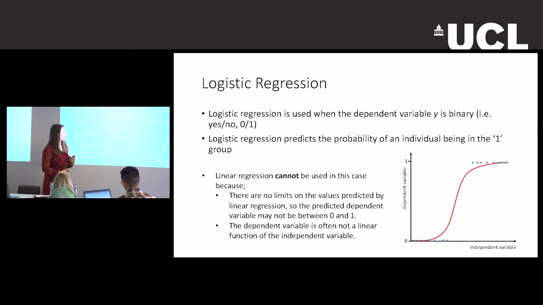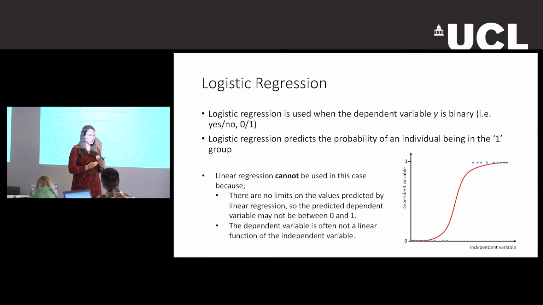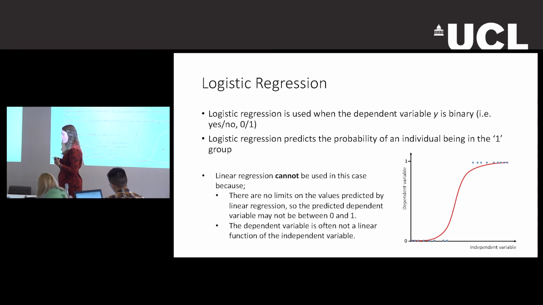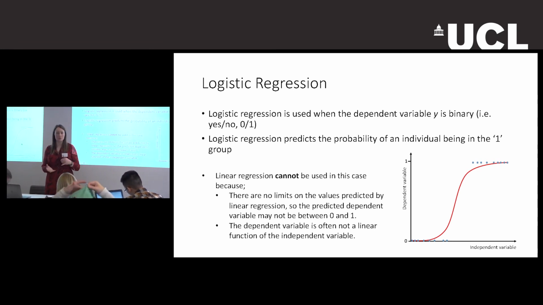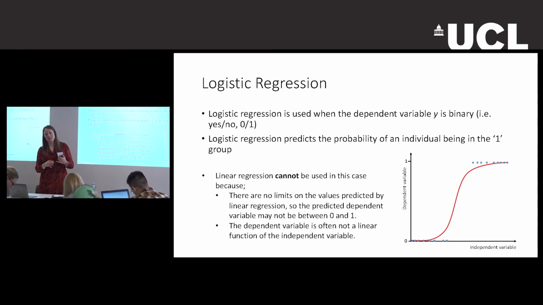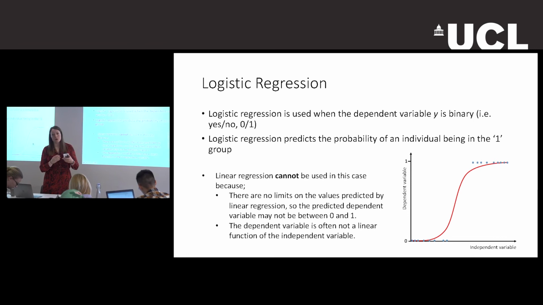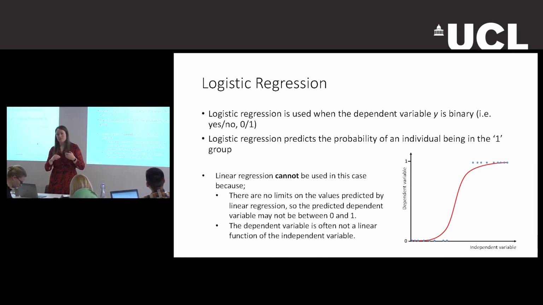I said I was going to touch on logistic regression. If your dependent variable is binary, so a yes-no, case control, 0 or 1, then linear regression is no longer appropriate. Logistic regression predicts the probability of an individual being in the 1 group or the case group, for example. You can't use linear regression because it has no limits on the values that it can predict, and obviously you can't have a probability that's not between 0 and 1. That's why it wouldn't work.